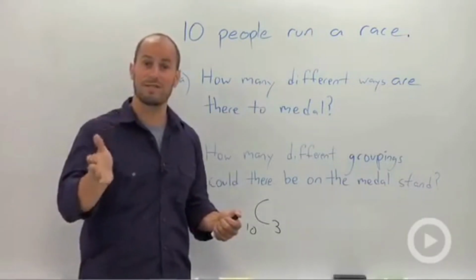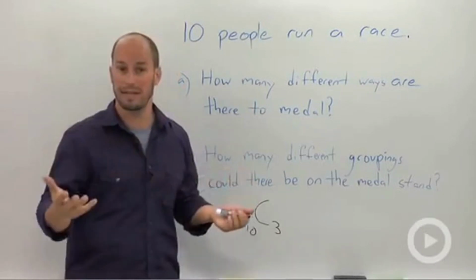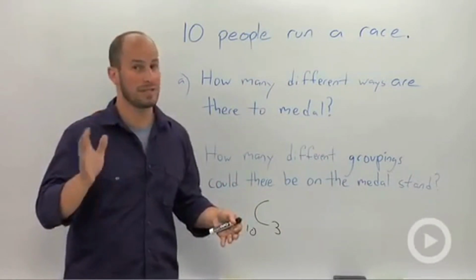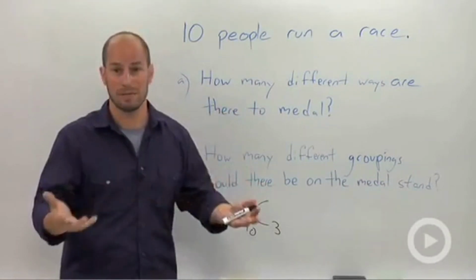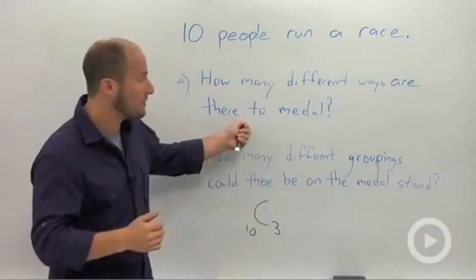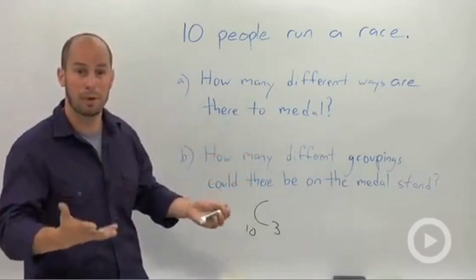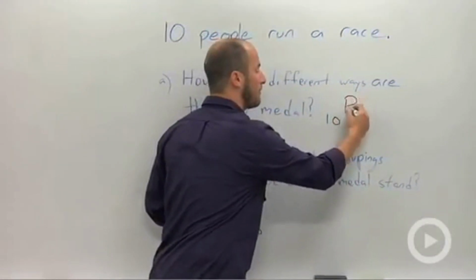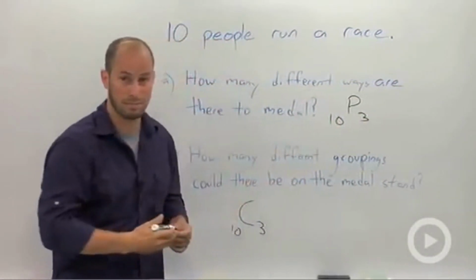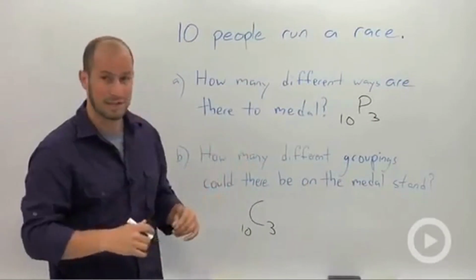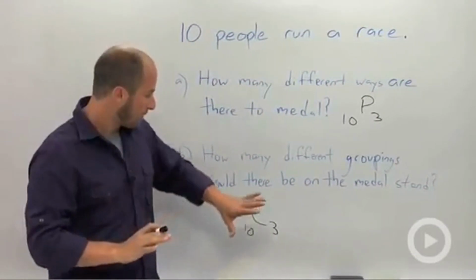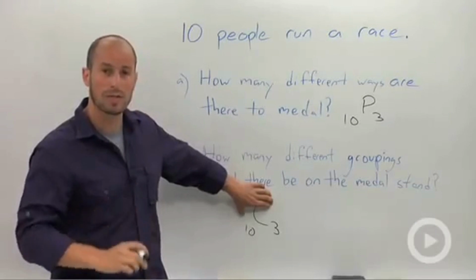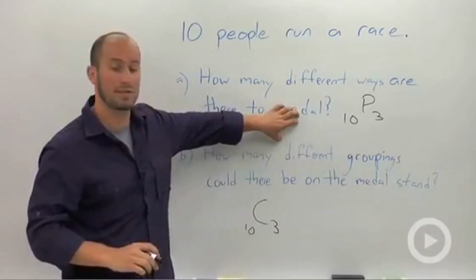If we switch the first and the third person, we're going to get a completely different permutation. We've switched the gold and the bronze, so we get a completely different result. So the number of different ways to medal is a permutation. The numbers are exactly the same, so this is still 10 and 3, but instead of choosing, we are now using a permutation. Basically, choosing, order doesn't matter. Permutation, order does.